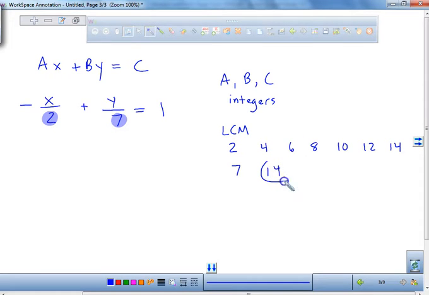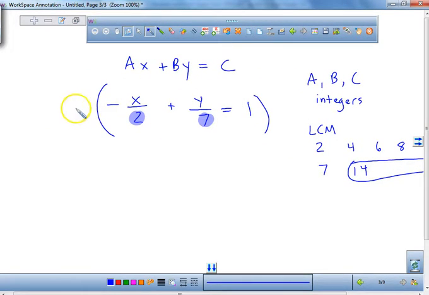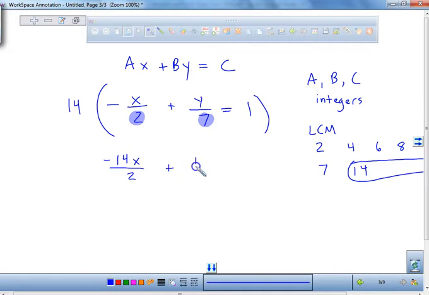So right now, what is our least common multiple? The number 14. So what we're going to do is we're going to take everything right here, and multiply it by a 14. Okay? This will be our last example where we have to do this. So what do we get? We get negative 14x over 2 plus 14y over 7 equals 14. What am I doing? I'm distributing the 14 to every single number that is in the numerator.